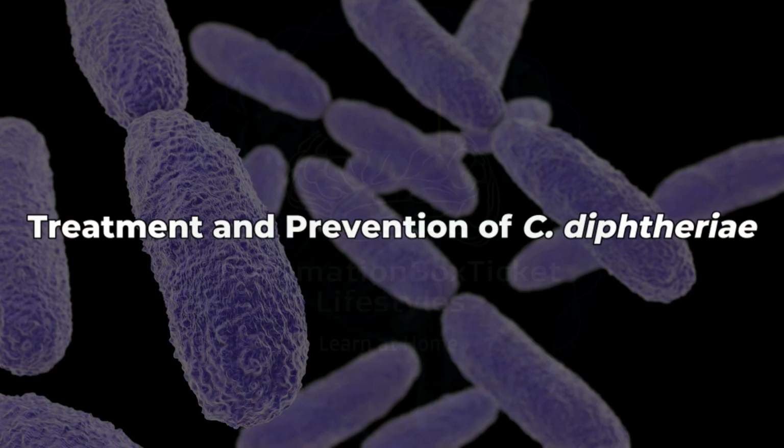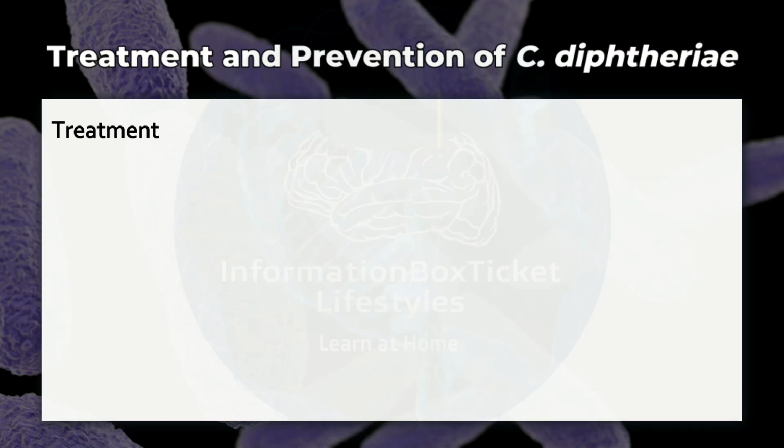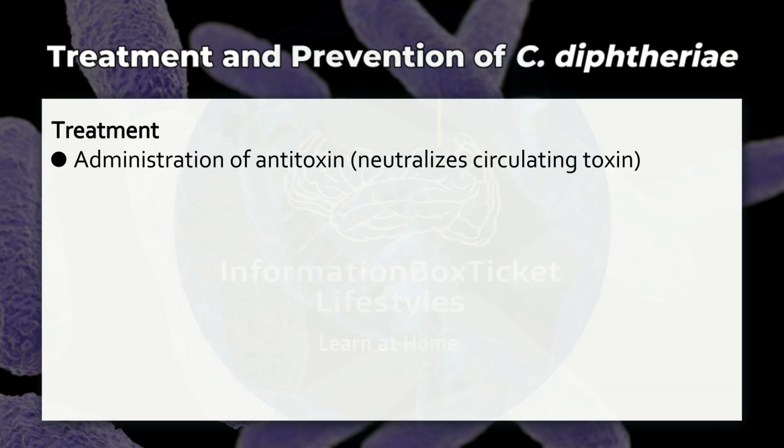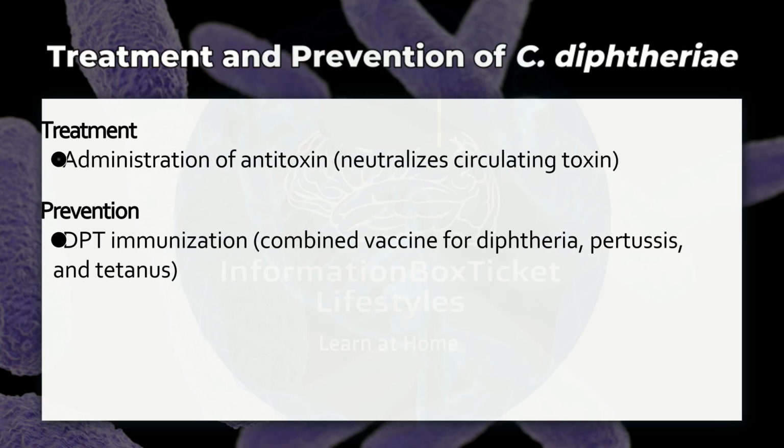Treatment and prevention of Corynebacterium diphtheriae. Treatment: administration of antitoxin neutralizes circulating toxin. Prevention: DPT immunization, a combined vaccine for diphtheria, pertussis, and tetanus.